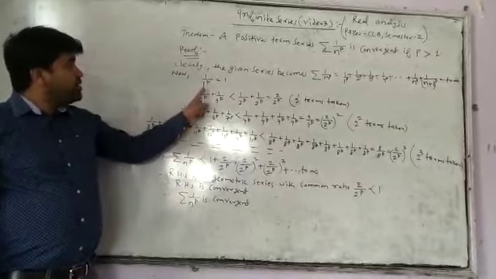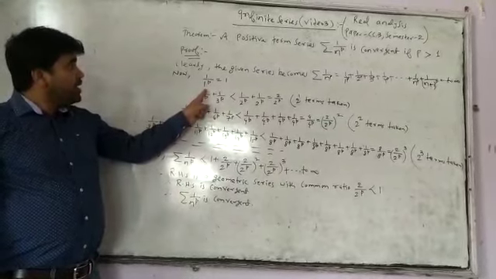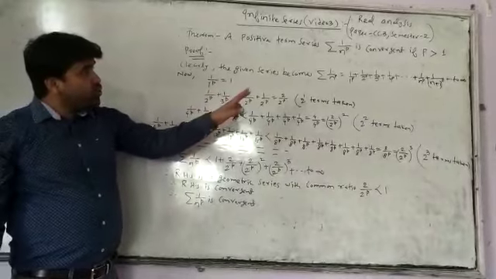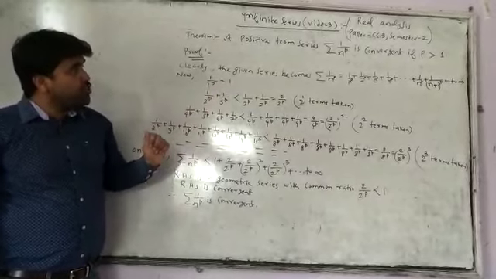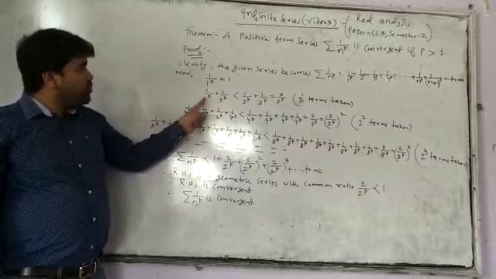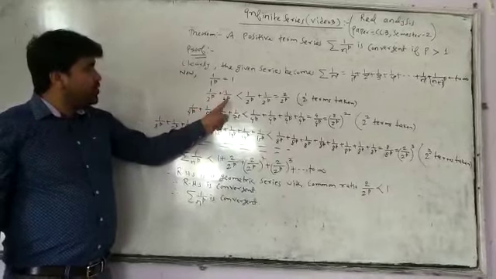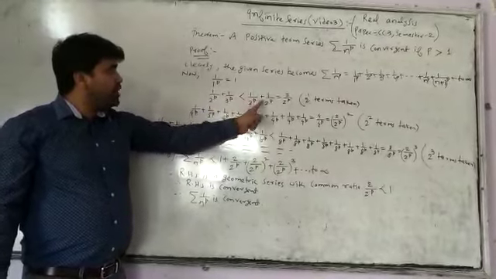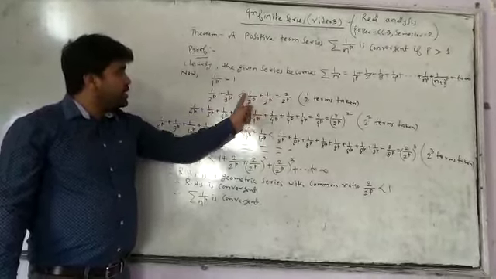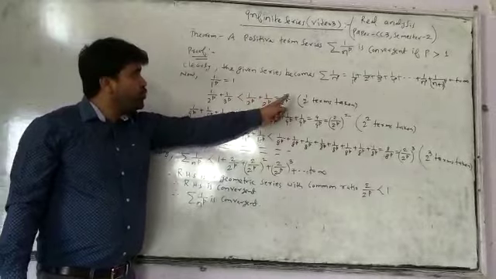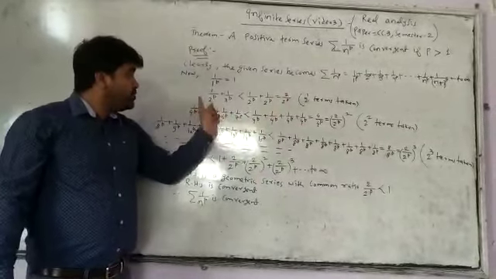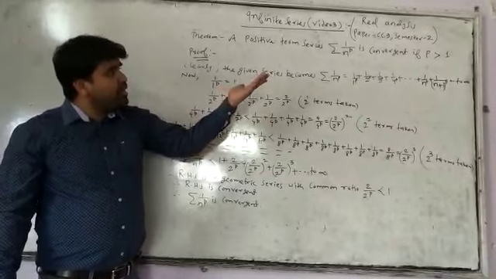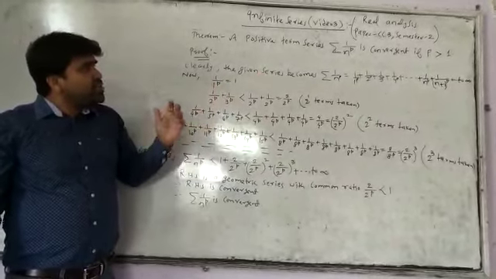I have taken the first term, 1 by 1 to power p. It is obviously 1. Now I have taken the next two terms. What are the next two terms? They are 1 by 2 to power p plus 1 by 3 to power p, which is obviously less than 1 by 2 to power p plus 1 by 2 to power p, and these sum up to 2 by 2 to power p. This mathematics is correct. You can check by taking any number p which is greater than 1.